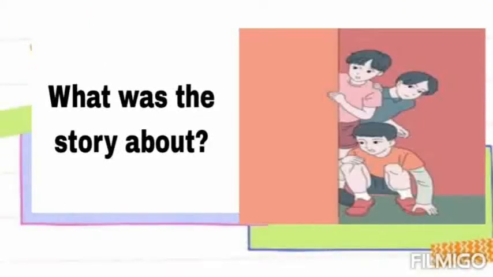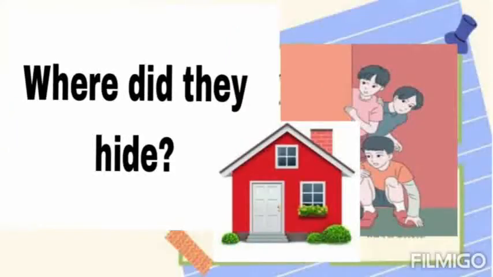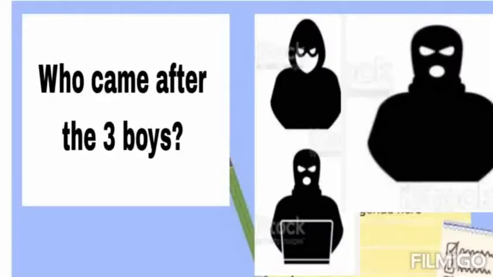Now, what was the story about? The story was about three boys. Yes, that was what it was about. Where did the three boys hide? Can you remember? The three boys hid behind a house. Good job. Who came after the three boys? Yes, bandits came after the three boys.